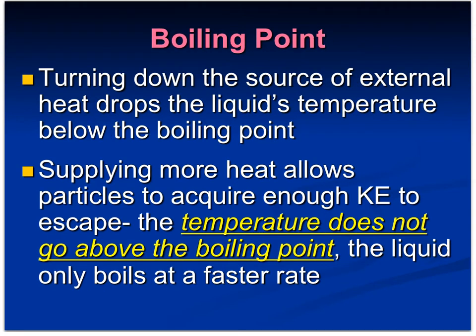Okay, so on this slide we're going to talk about something easy and then something really hard to understand. So the first bullet point says turning down the source of external heat drops the liquid's temperature below the boiling point, which we can probably figure out. So let's say you're just boiling some water on the stove, it's boiling, boiling, boiling, you turn off the heat and it stops boiling. Shocker there. This next one is a little more complicated to understand. Supplying more heat allows the particles to acquire enough kinetic energy to escape. The temperature does not go above the boiling point. The liquid only boils at a faster rate.